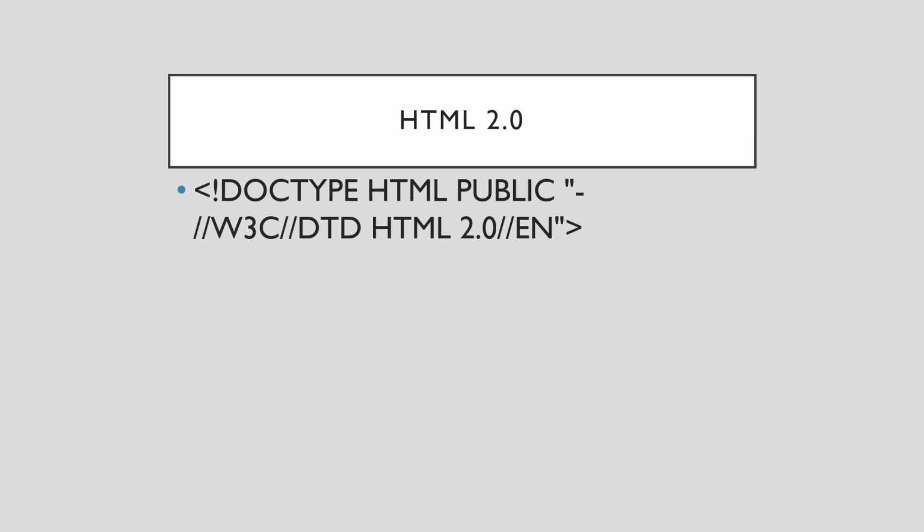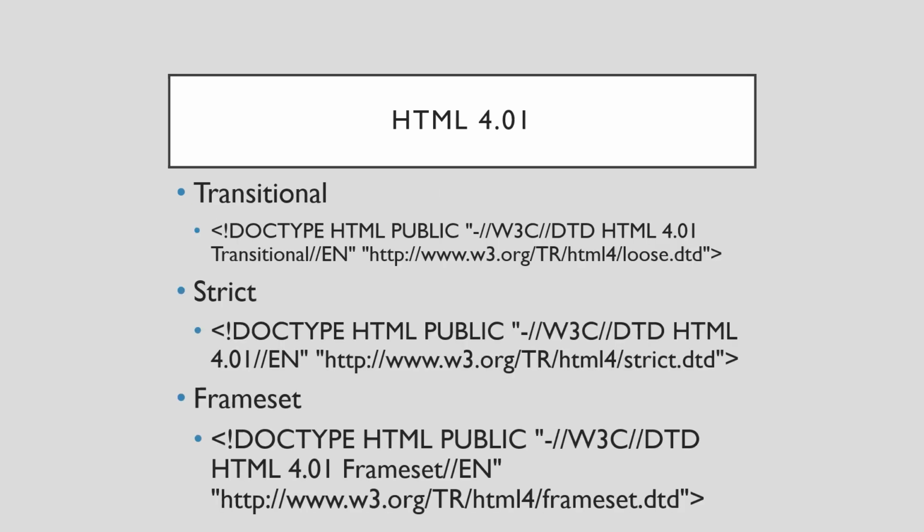HTML 2.0, it used to look like that. Won't go too much into detail about it. You did have to link it back then. 3.2, not much change. And 4.01. 4.01 is when we got a little bit more interesting. We had the transitional, the strict, and the frameset.